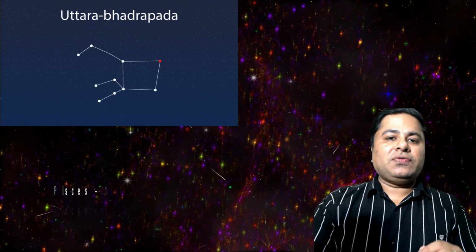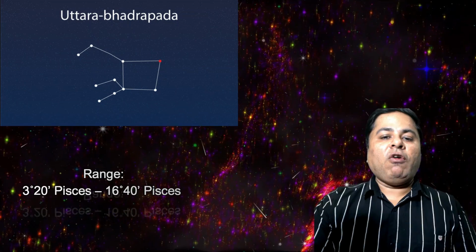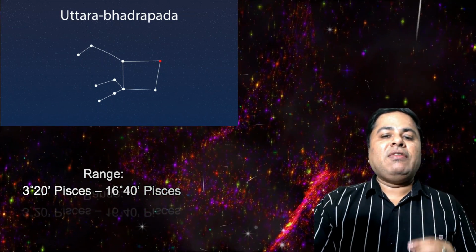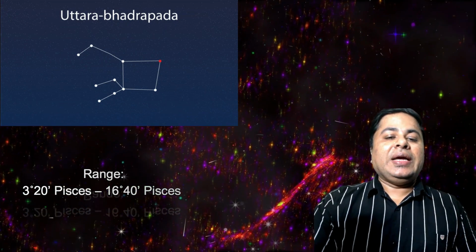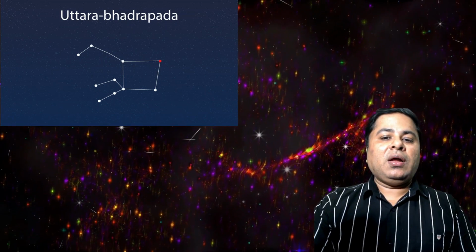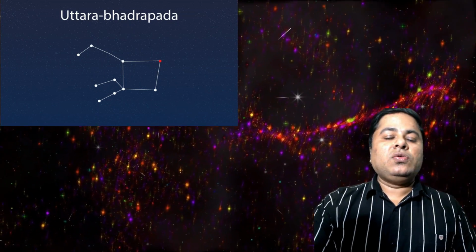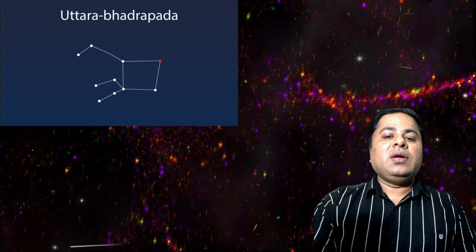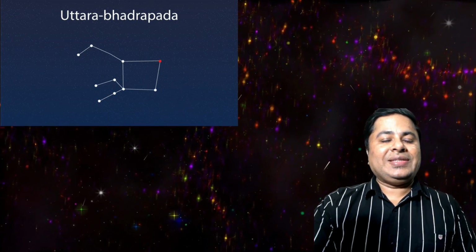Now comes the 26th nakshatra, Uttara Bhadrapada. It ranges from 3 degree 20 ansha of Pisces to 16 degree 40 ansha of Pisces. Its ruling planet is Saturn. Its deity is Ahir Budhnya, water serpent. Its guna is Tamas. Its symbol is the back legs of a cot or a set of twins.